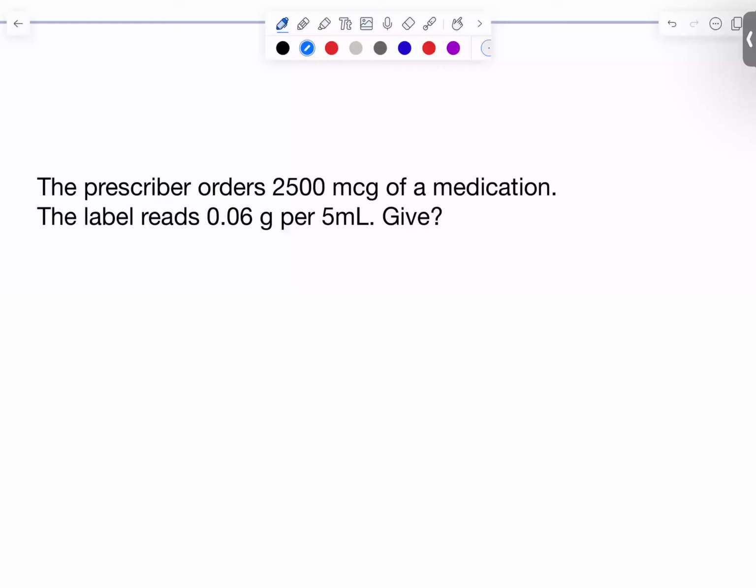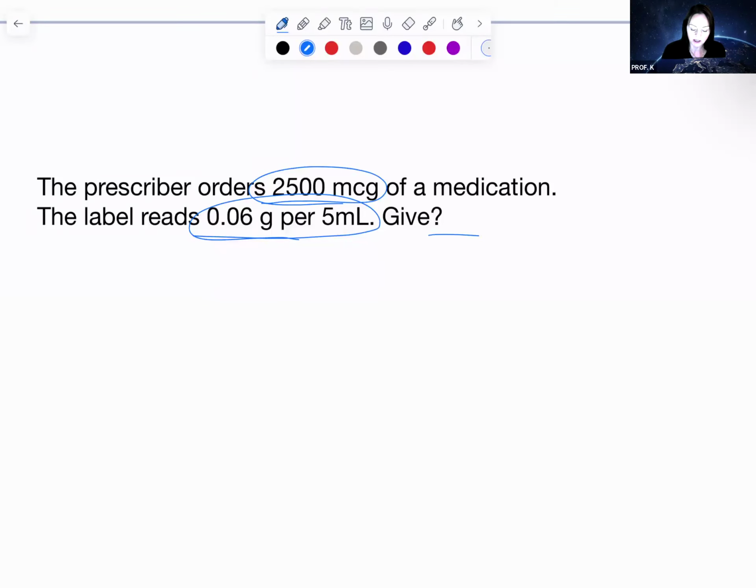Let's do it. The doctor orders 2,500 micrograms. The label reads grams per milliliter. What am I going to give? Well, it's a 1-factor. The doctor ordered 2,500 micrograms. Put that over 1. What am I going to give? Well, it only comes in a liquid, so I'm going to give the milliliters over 1.